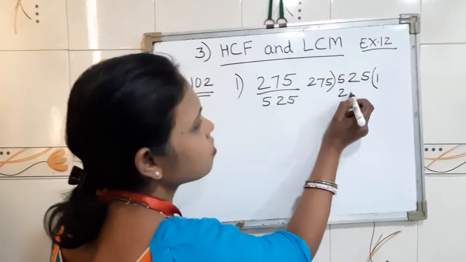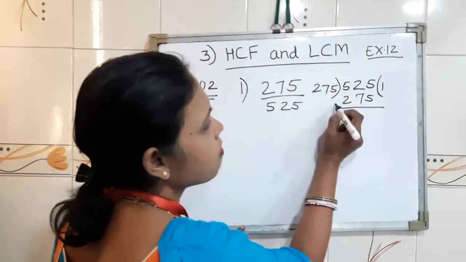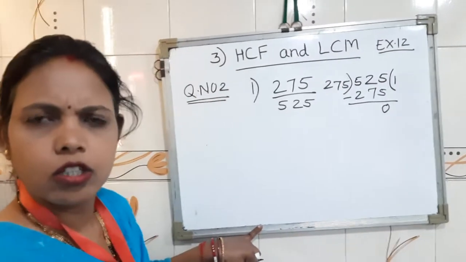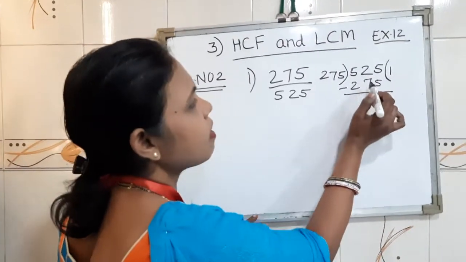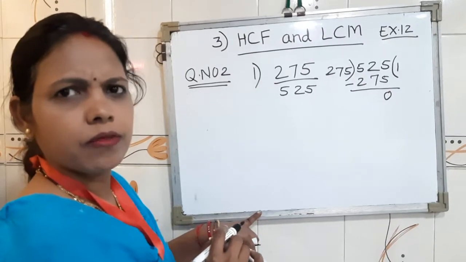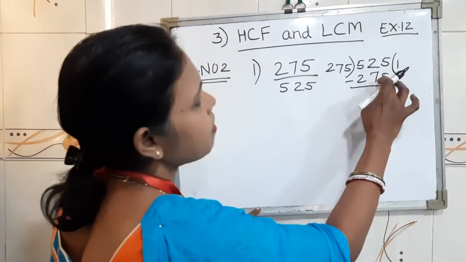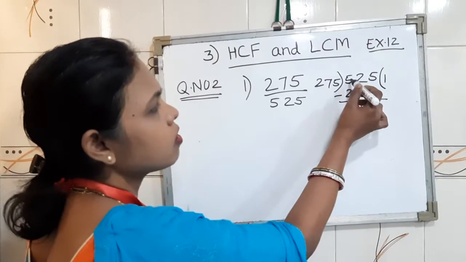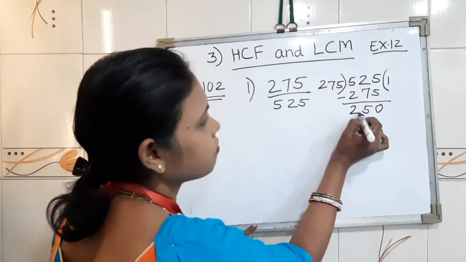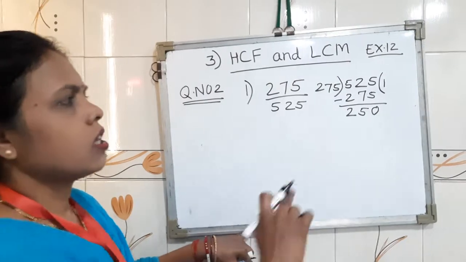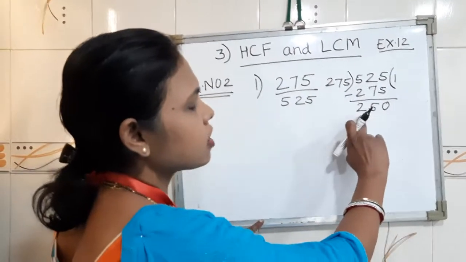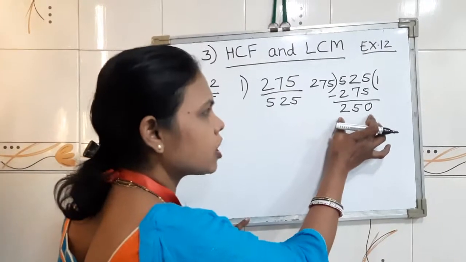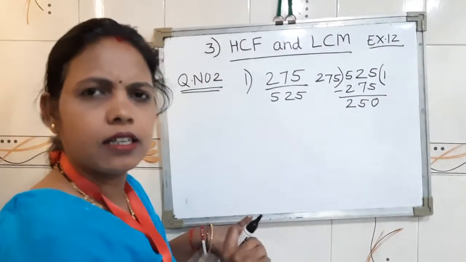Then 275. We will do 5 minus 5. Your answer is 0. 12 minus 7, the answer is 5. And 4 minus 2. Then you got 250. Now this one is your remainder.